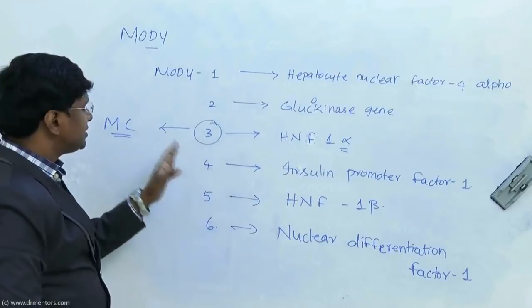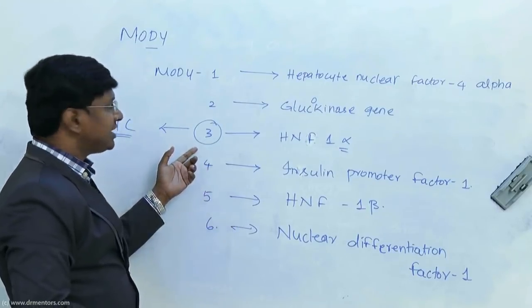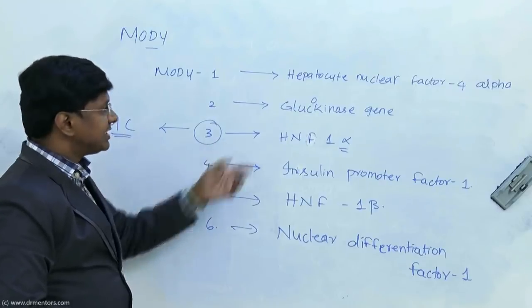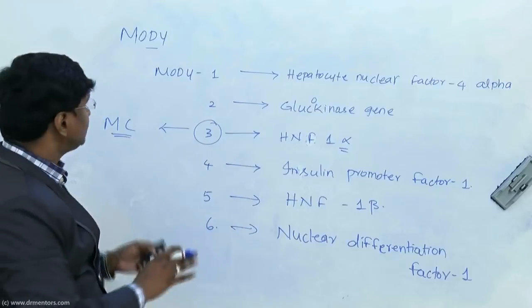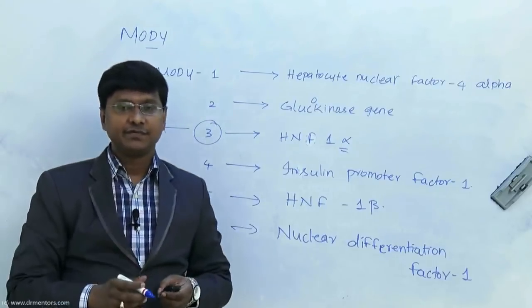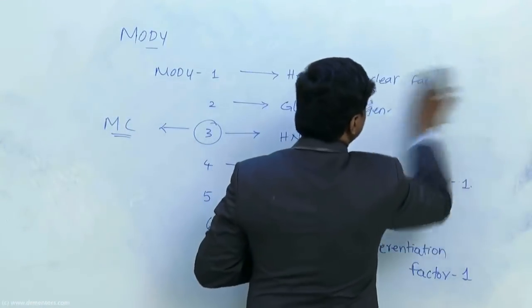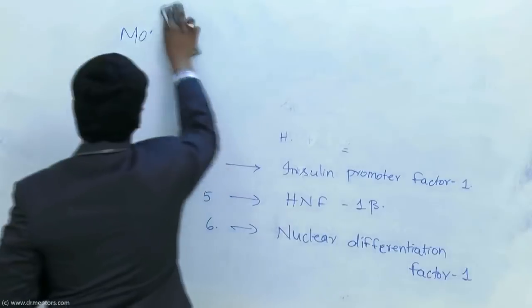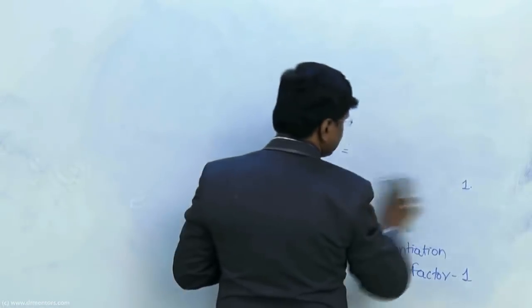And among all the genes, which is the most common form? MODY 3 is the most common form, in which there is mutation of the HNF1 alpha gene. So in MODY, what is the treatment you give? In MODY, we give low dose oral hypoglycemic agents. Now, there are some other forms of diabetes mellitus as well.